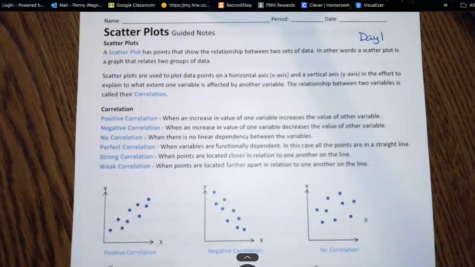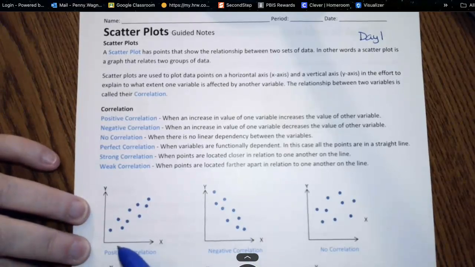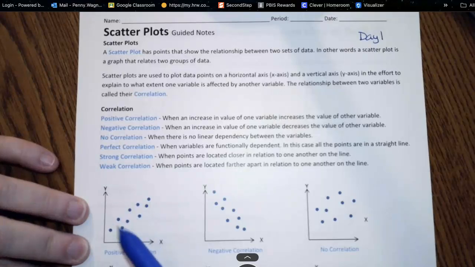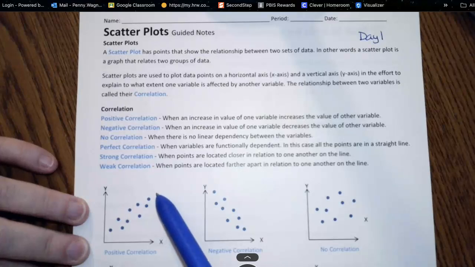That's when the increase in value of one variable increases the value of the other variable. And this is an example of one. You can see that as this increases, this is also increasing. And so it goes up in this manner. Kind of looks like a positive slope type situation.